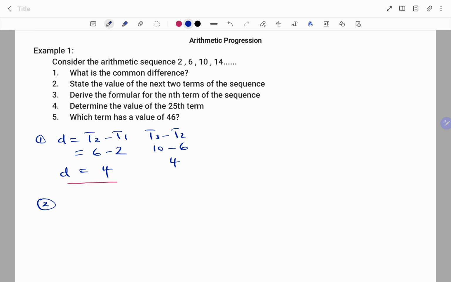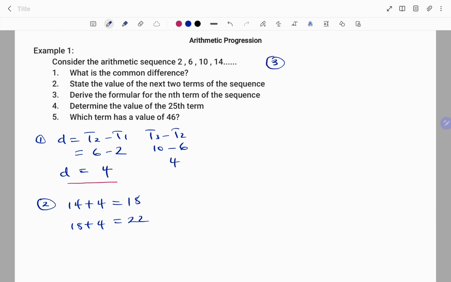Our second question says, state the value of the next two terms of the sequence. The last term for the sequence is 14, and because the common difference is 4, we are going to add 4 to the last term, which will tell us what the next term in the sequence is. 14 plus 4 is 18. The next term after 18, we are going to add a common difference again, which is 4. 18 plus 4 is 22.